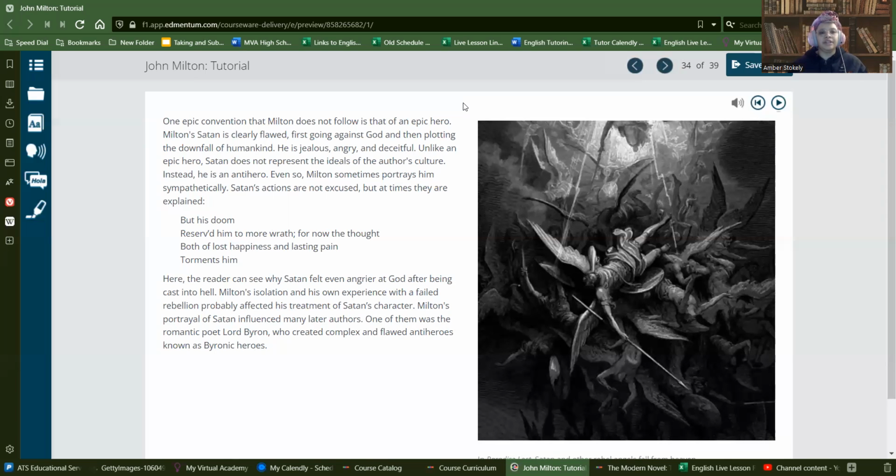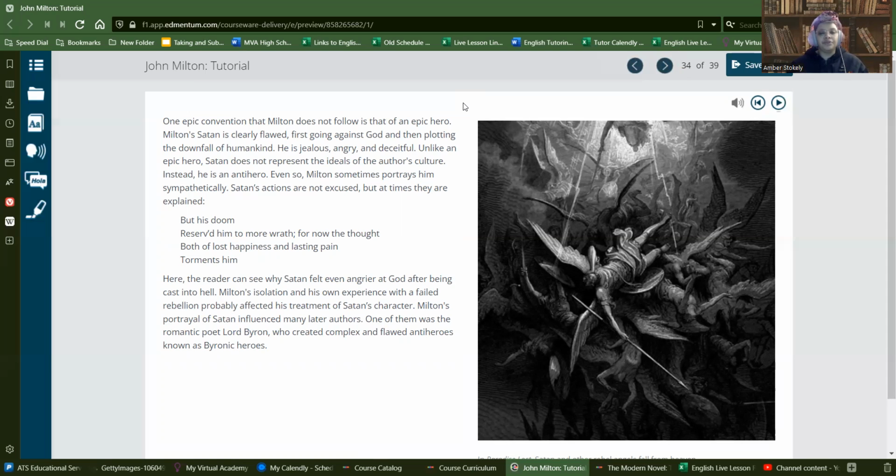So he's jealous, angry, and deceitful. And he doesn't represent the ideal best version of a person in the culture. Because in an epic, that's usually what happens. The main character represents, here's what the best of us should look like. But Satan is actually a very flawed, sort of broken version that's trying to be better and is just sort of failing all the time.